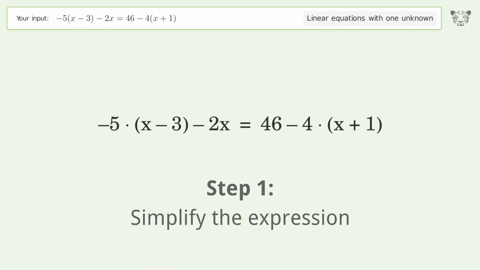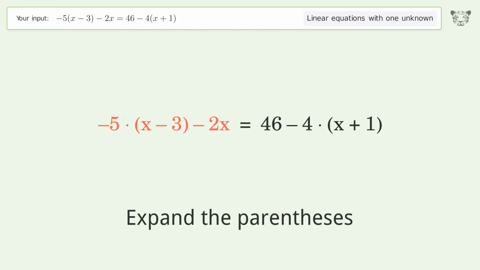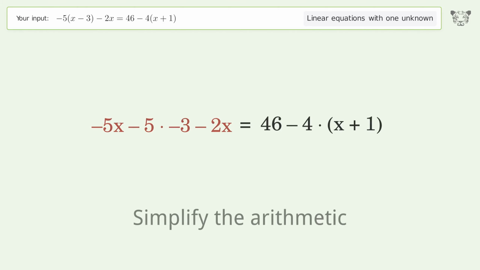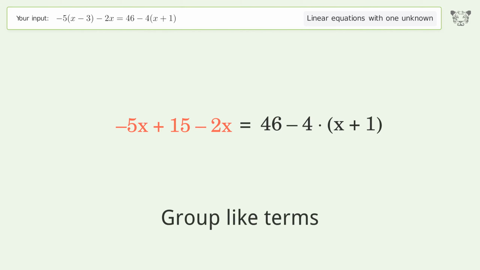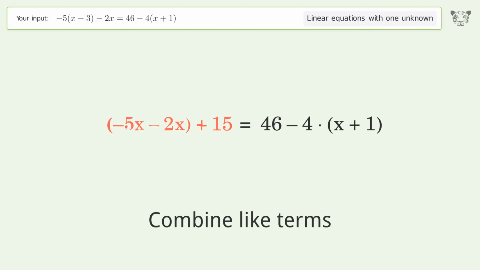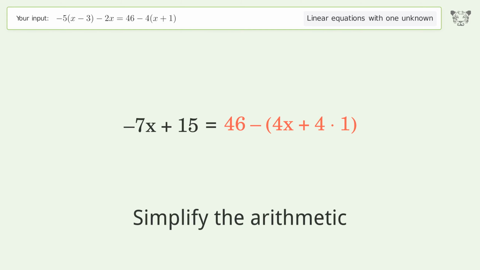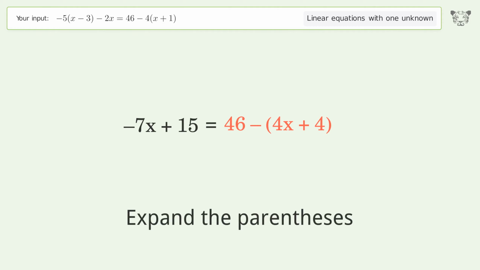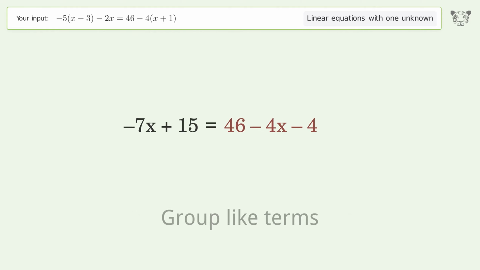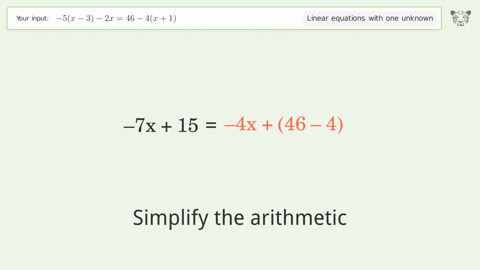Simplify the expression. Expand the parentheses. Simplify the arithmetic. Group like terms. Combine like terms. Expand the parentheses. Simplify the arithmetic. Expand the parentheses. Group like terms. Simplify the arithmetic.